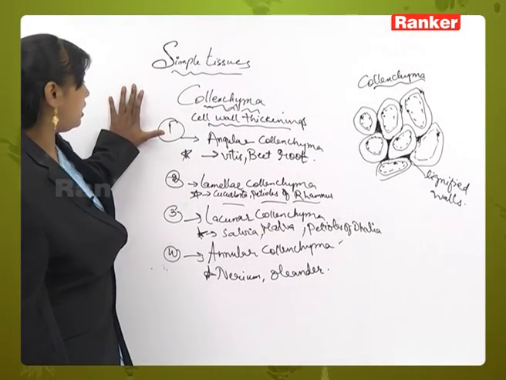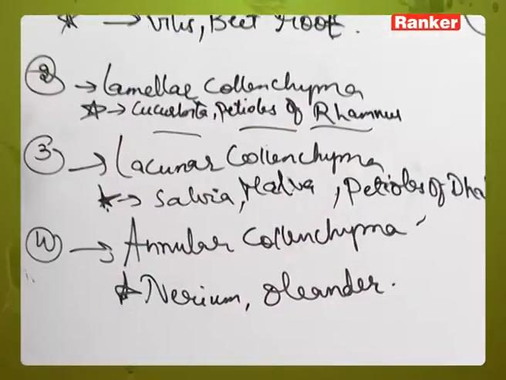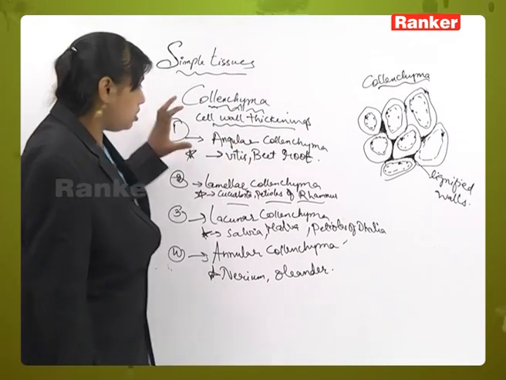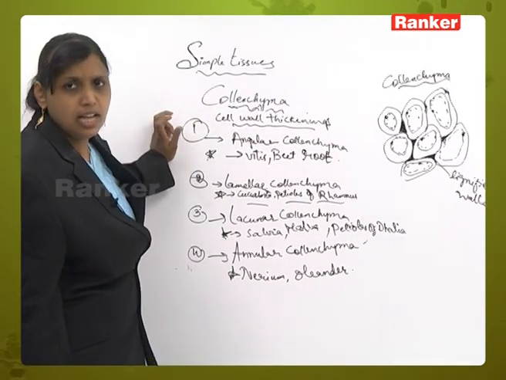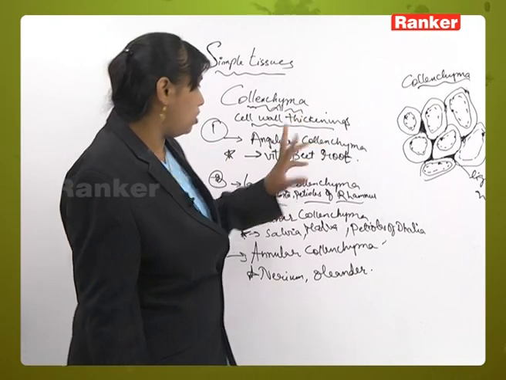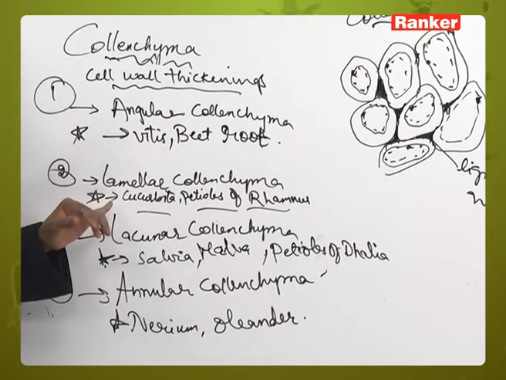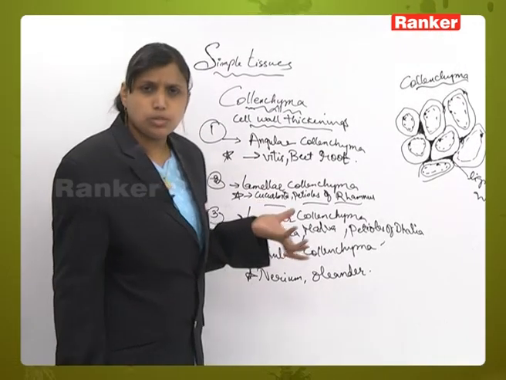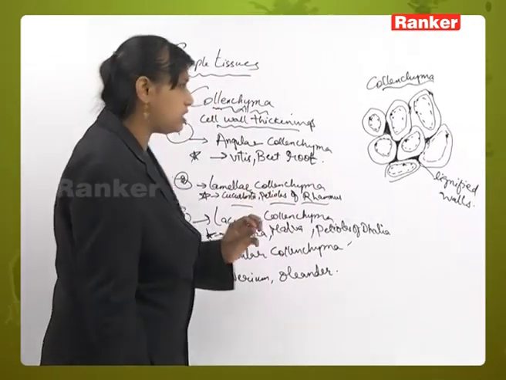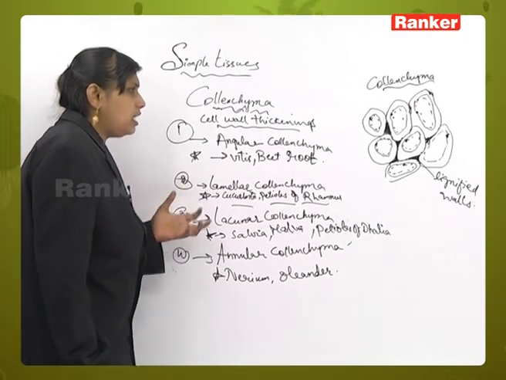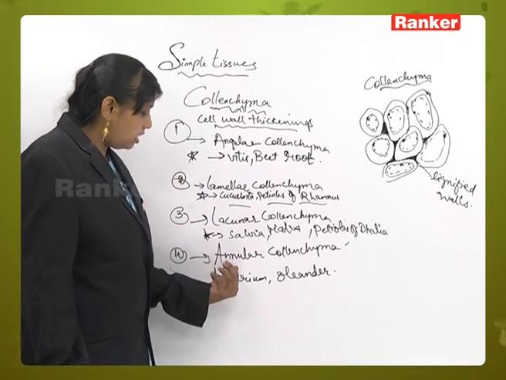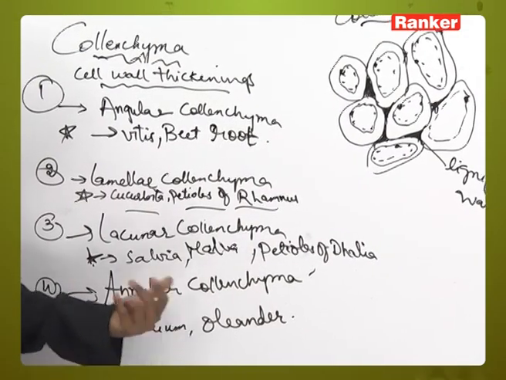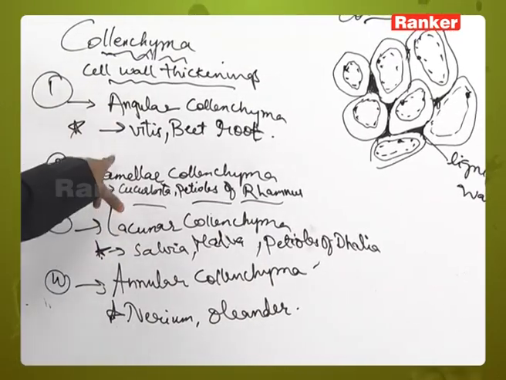So, these are the 4 types of Collenchyma which are considered on the basis of the cell wall thickening depositions. It may be angular if it is present at the angles of 2 or 3 adjacent cells, lamellar if the cell wall thickening is present tangentially or radially, and lacunar if the cell wall thickening is present towards one side of the intercellular spaces. And if the thickening forms on all the walls and the cells are almost of similar size, then that type of Collenchyma is called annular Collenchyma. The examples are very important here.